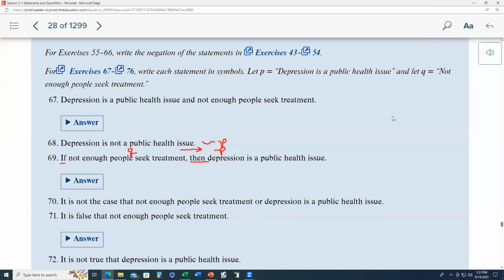What? Oh, the wiggly line. I wonder, the negation of saying not enough people seek treatment would say enough people will seek treatment. That would be saying kind of like enough people, right? I don't know. I kind of beg to differ on this one.